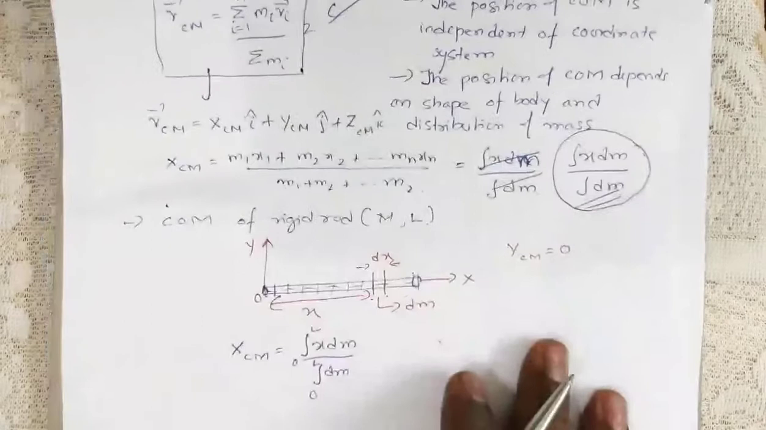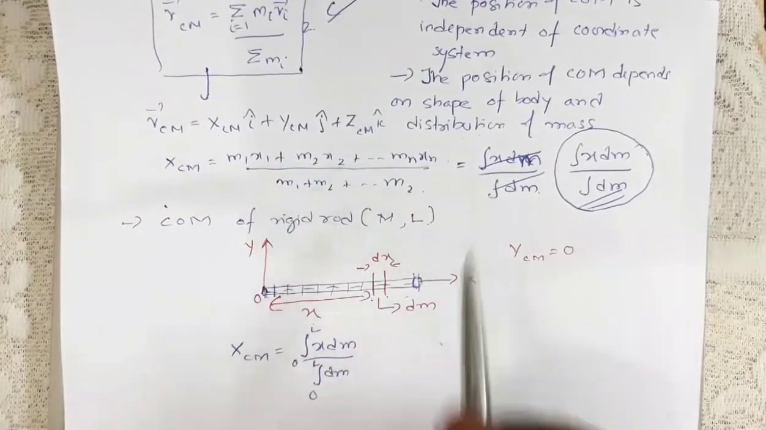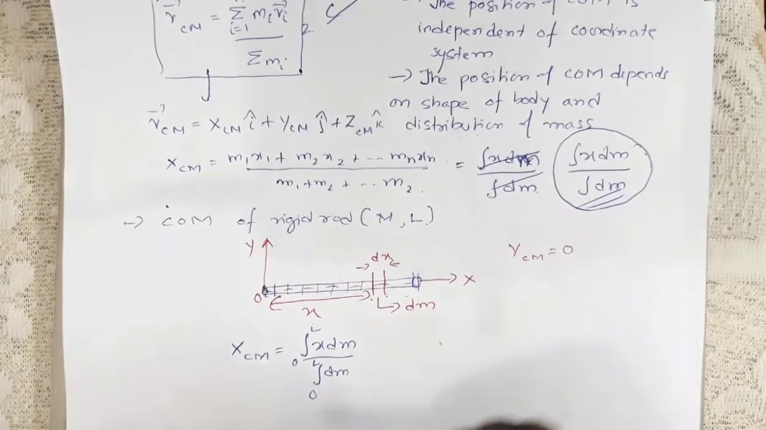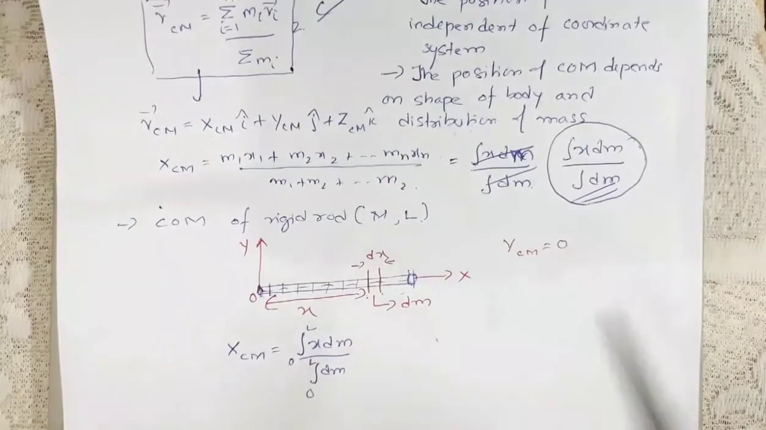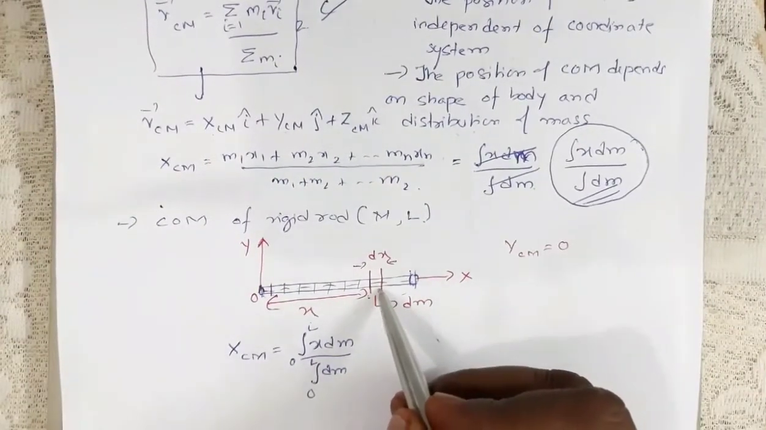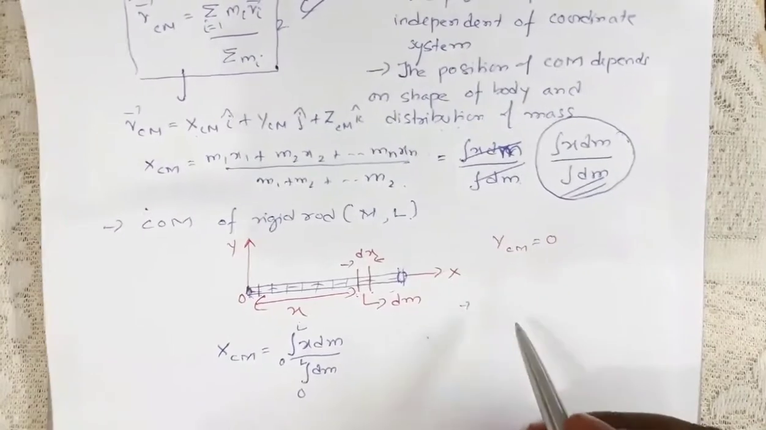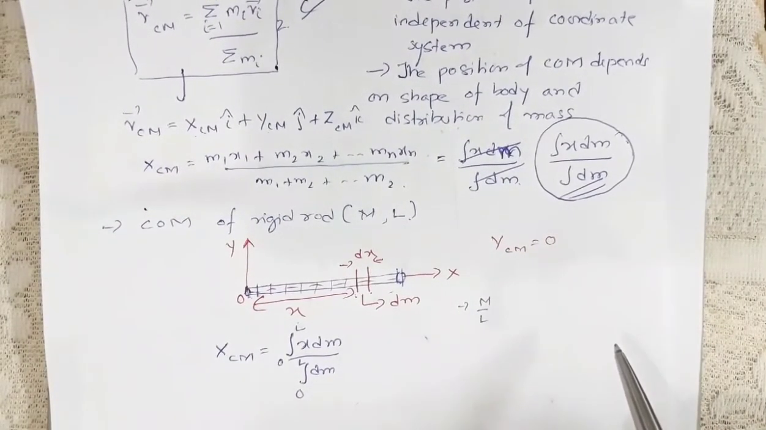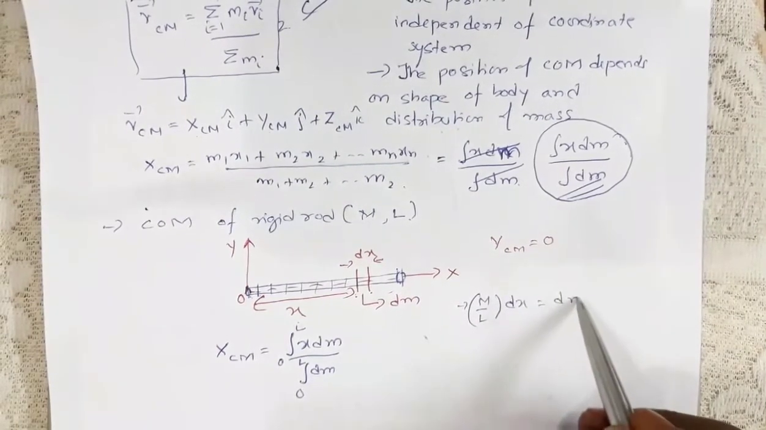Okay. Now as you can see, in the general expression, the denominator has the total mass. This is integral 0 to L dm. Let's see whether we are getting the total mass of the rod from this expression or not. The total mass is m. Now for this length dx, this is the elemental length dx. The total length of the rod is L. Now mass per unit length is m by L. So if I multiply this quantity with dx, that is dm.